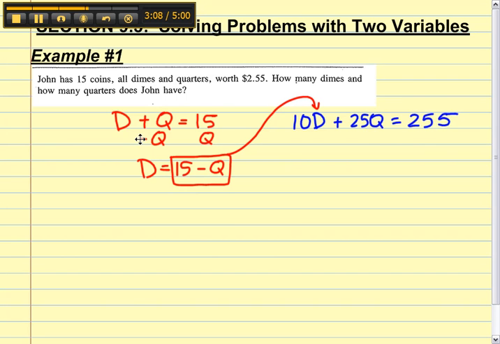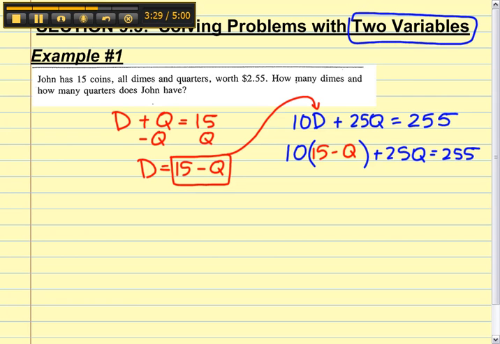All right? So it's going to be 10 times, not D, but what D equals. 15 minus Q. Okay? Plus 25Q is equal to 255. Beautiful. Now I only have one variable over there. See, it said solving problems with two variables. That means I want to be able to use two equations to write one equation with only one variable. This one has only Q's now.